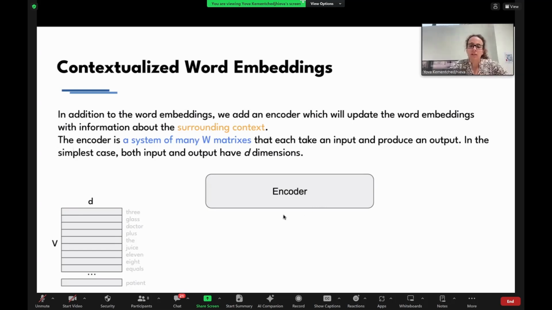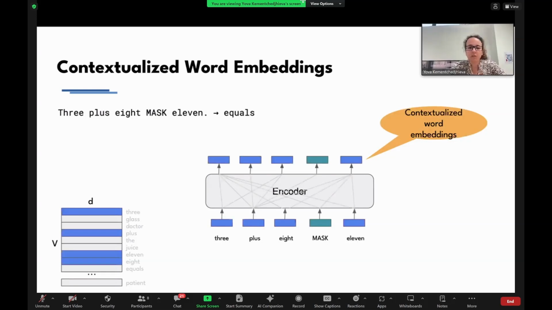And the way we go about that is we use an additional set of parameters called an encoder, which is a system of many W matrices. You can think of it just this way, that each takes an input and produces an output. And in the simplest case, both input and output have D dimensions. We can just stick to that for now. So how this actually goes is for an input like 3 + 8 mask 11, where we want to predict the mask token equals, we will be passing to the encoder the word embeddings of 3, +, 8 and 11, and also a special word embedding for the token mask.